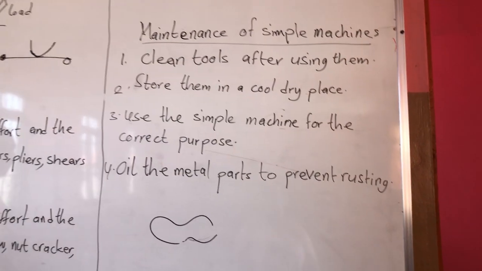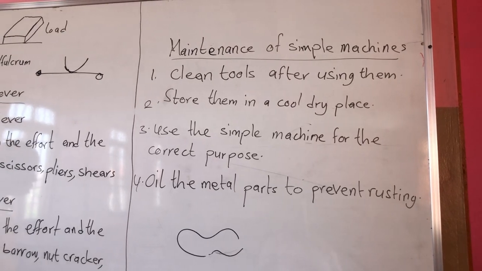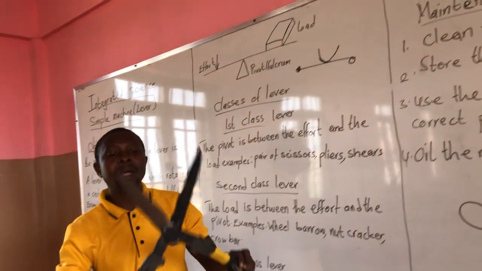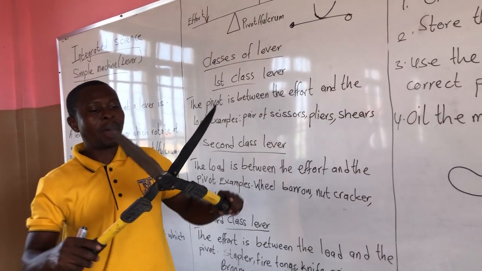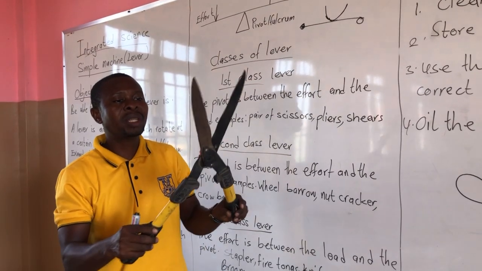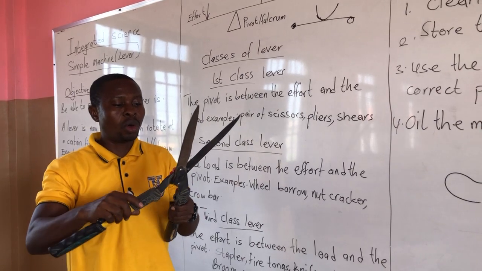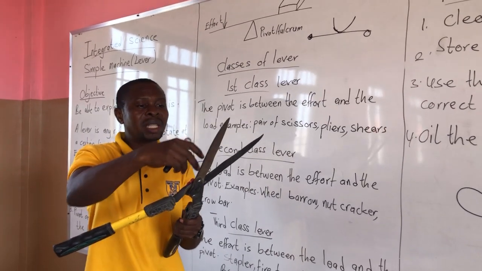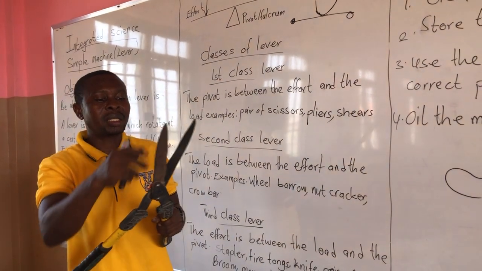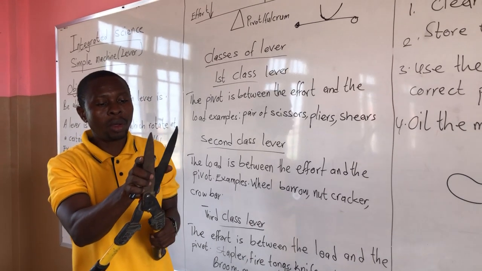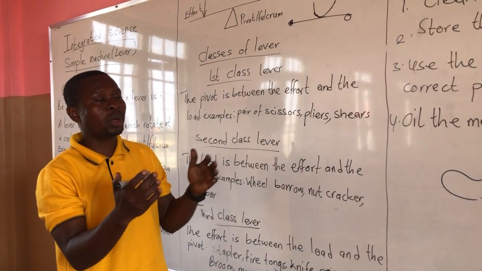Good. Now number three is to use the simple machine for the correct purpose. This shear here is for cutting hedges. But when we use it to cut metal, you see that the mouth will become blunt, and we will send it to be sharpened. When we do that, we are reducing its efficiency and its size. So we have to use the tool for its purpose, the work it has been designed for.